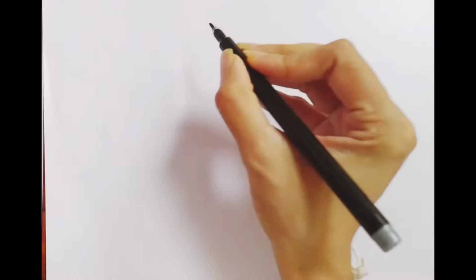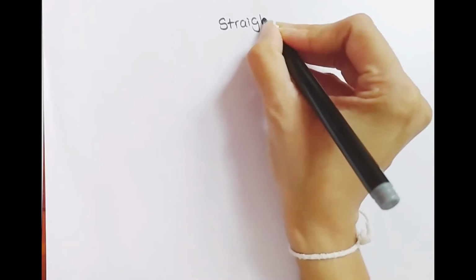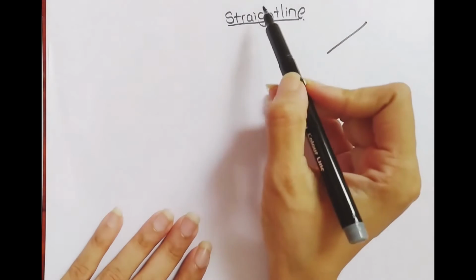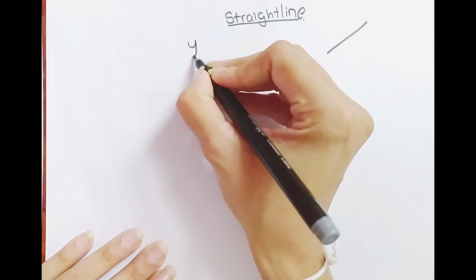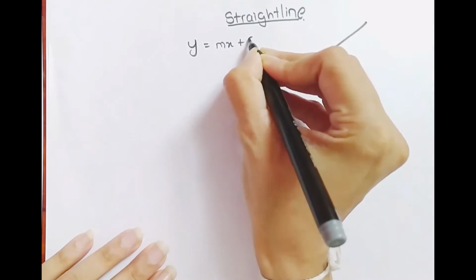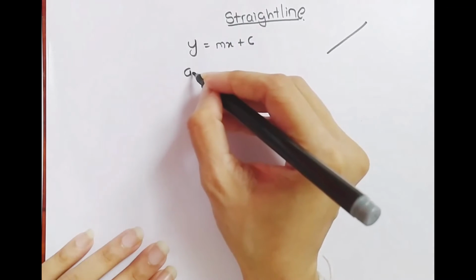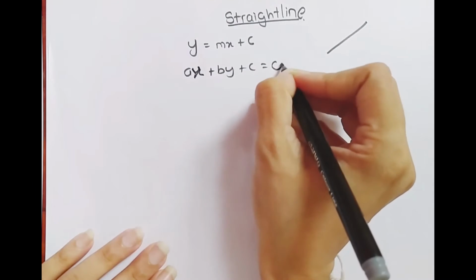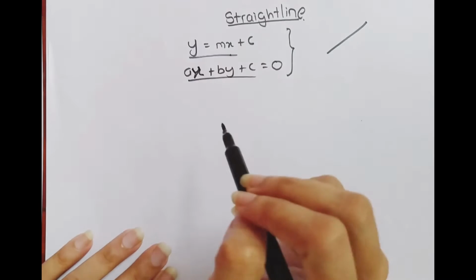This video will explain about straight lines. When you hear the word straight line, you know it is something like this. But this straight line has a standard equation form, that is y equal mx plus c, or sometimes we say ax plus by plus c equal 0 form. So these are the standard ways of showing the equation of the straight line.